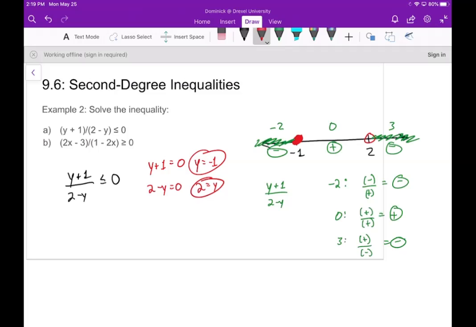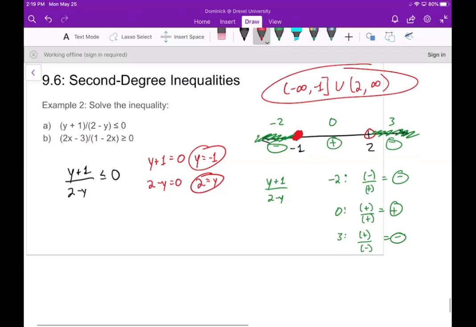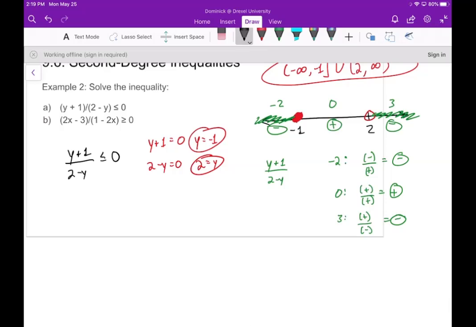Right? And of course, in interval notation, -infinity to -1 with a bracket, since we want to include it, and we union that with 2, but don't include it, to infinity. Okay. Part B we can handle very similarly. We have a 2x minus 3 over a 1 minus 2x greater than or equal to 0.